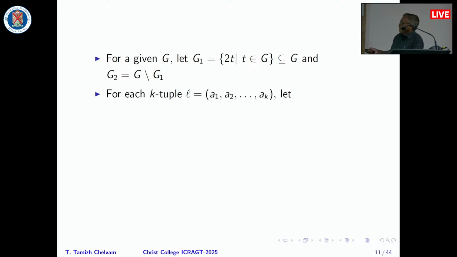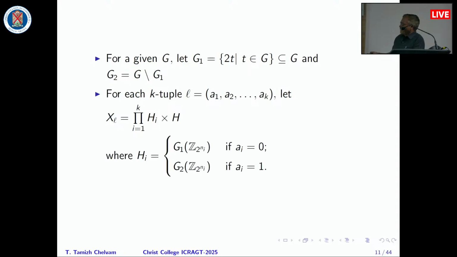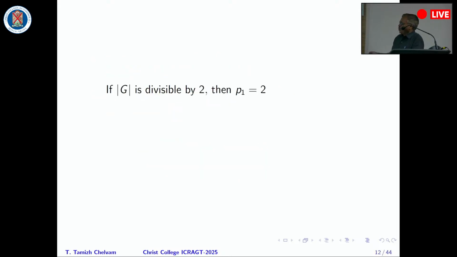And ultimately, this is the tool for the proof of any property in that graph for any k-tuple A1, A2, ..., AK. This XL is defined this way, and this HI is nothing but Z2 to the power Ni, where G1 is here and the complement is G2. With this notation, we take the direct product as this one. These XLs, for L equal to 1 up to R, play a vital role.